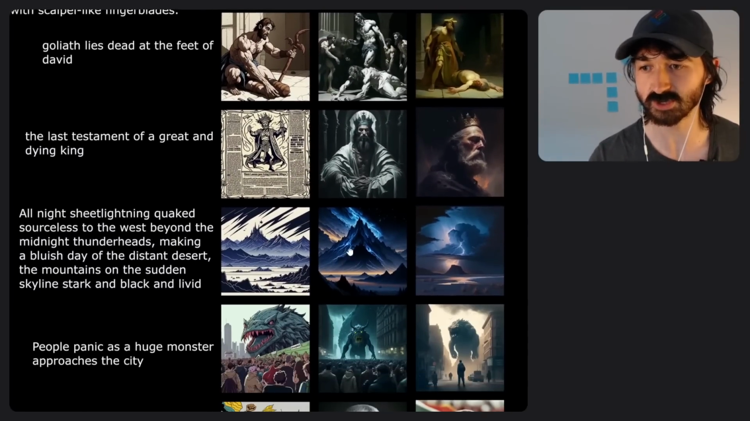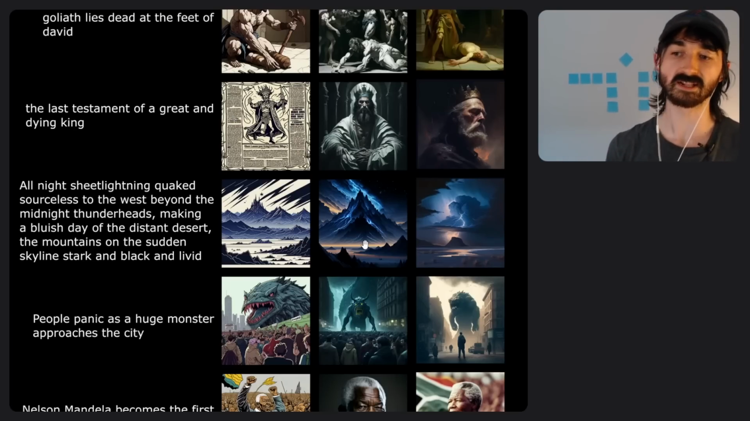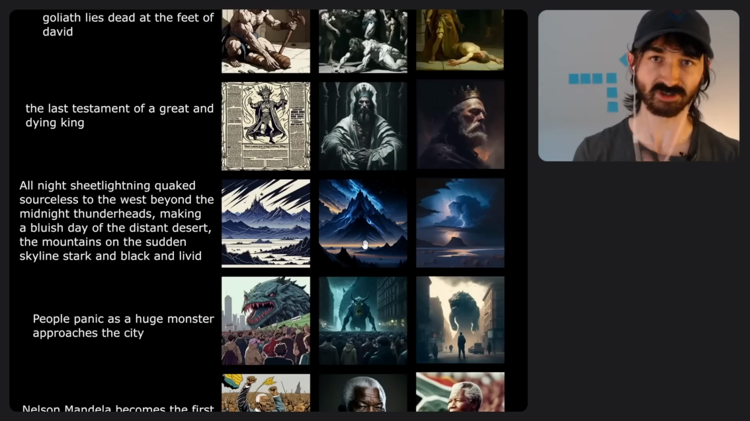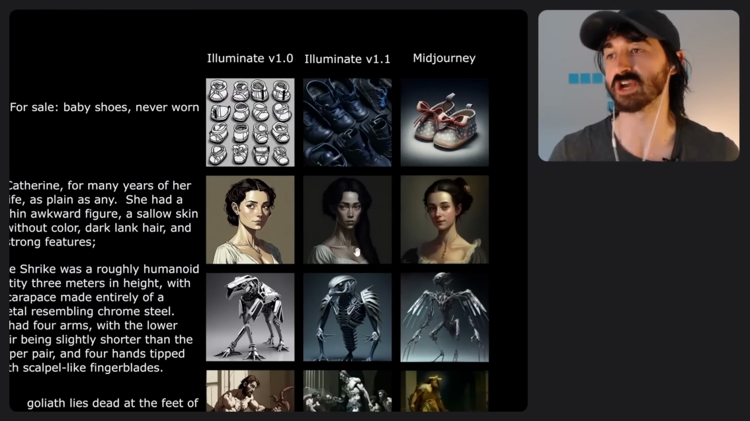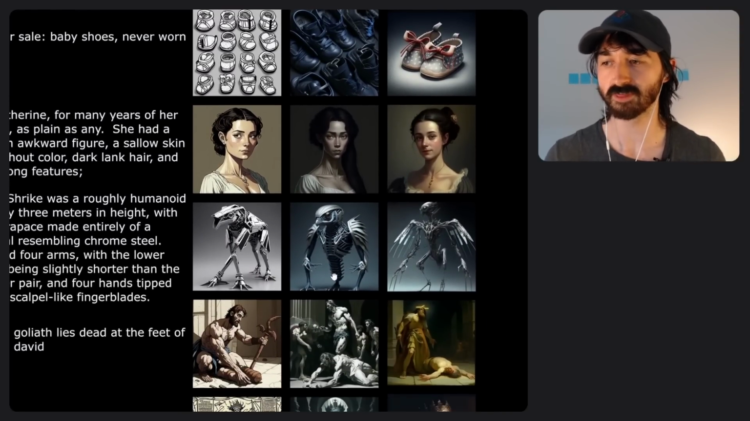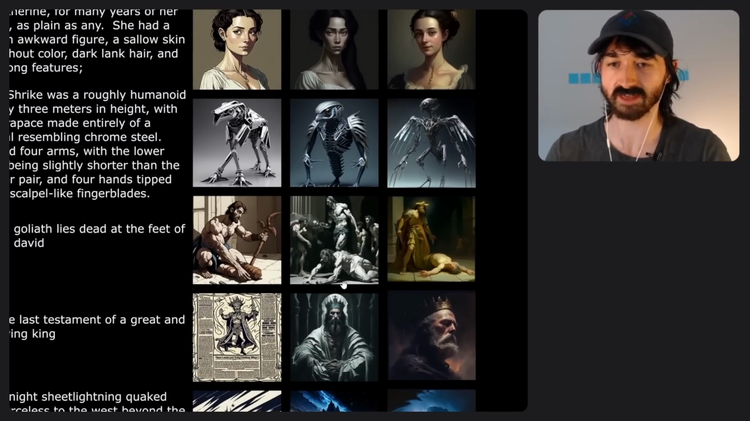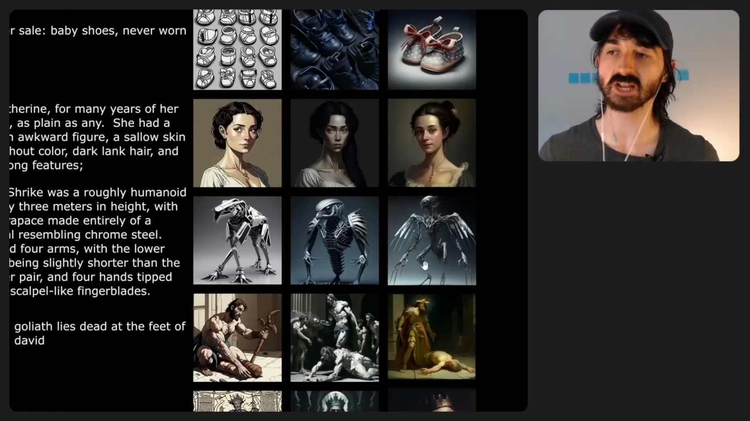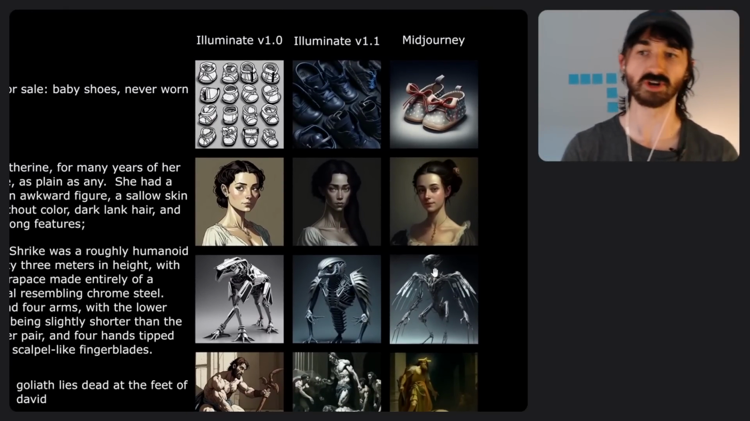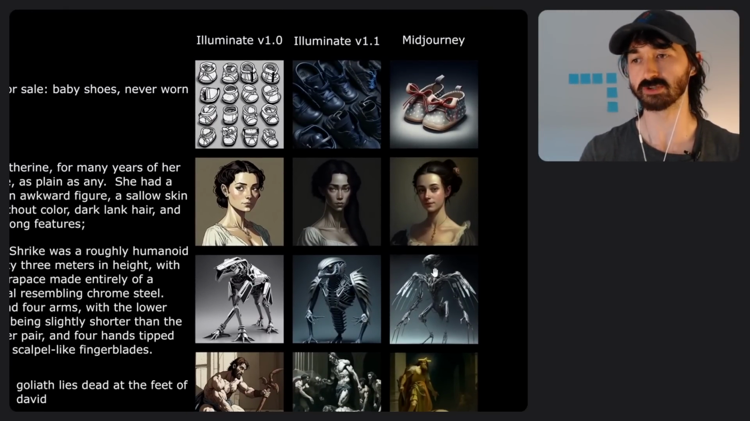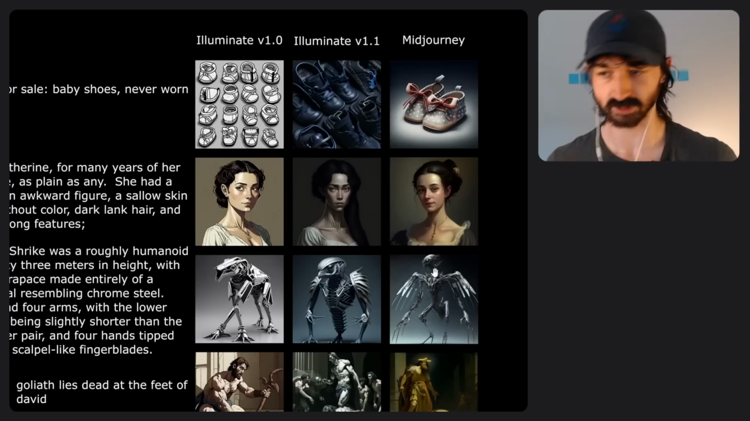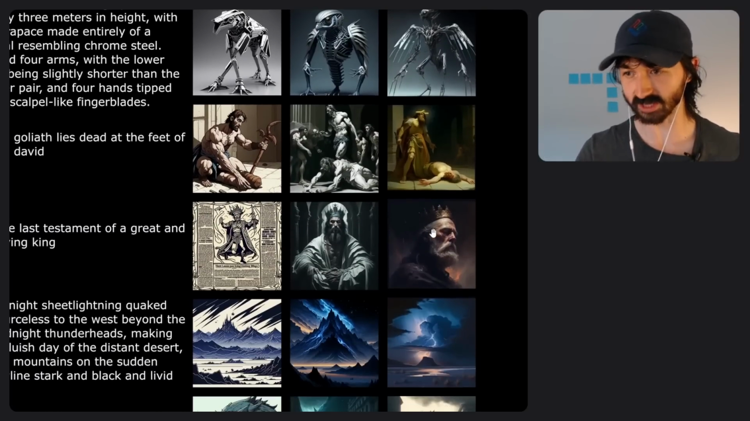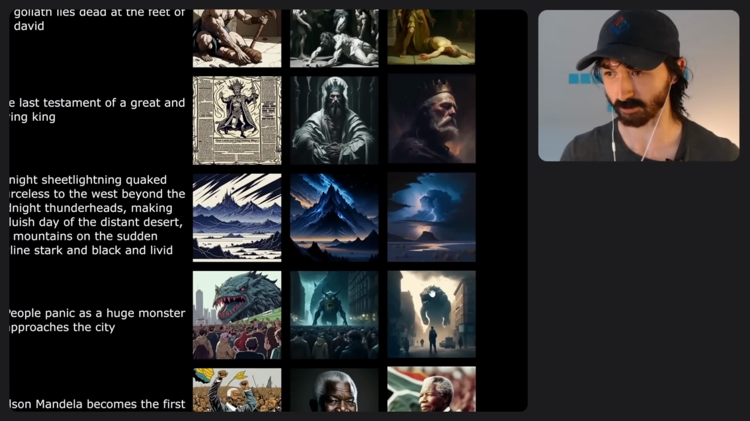But I think you can see that the images in the middle are a lot more dynamic. They have a lot more depth. And you have Midjourney, of course, on the right. The biggest thing that Midjourney has over the other two is that it really matches the prompts a lot better. And that should be expected because the text encoder that Midjourney uses is a lot better than the text encoder that Stable Diffusion uses. But the image quality, I think, is very comparable.